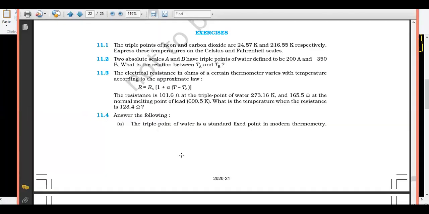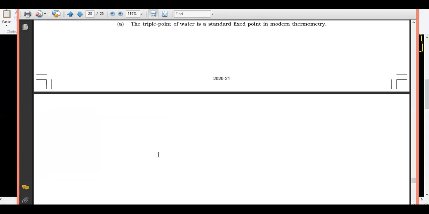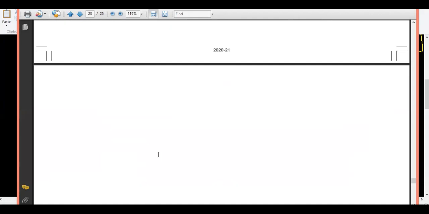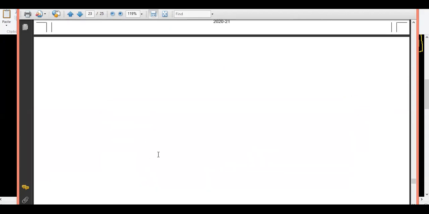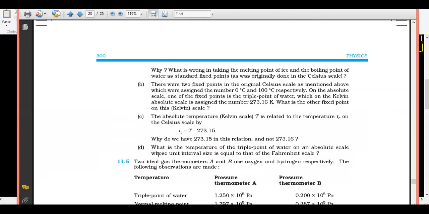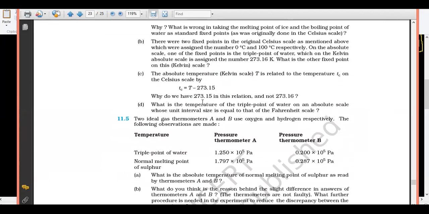Okay, let's see which other problems you can do. 11.5. Okay, let's try the fifth one.